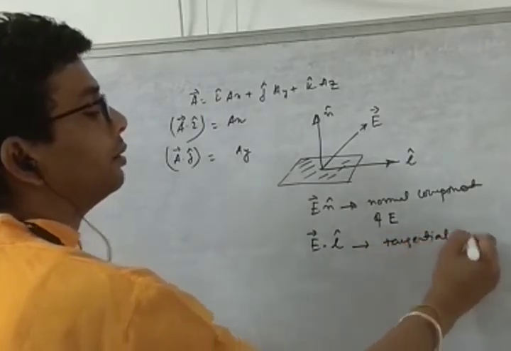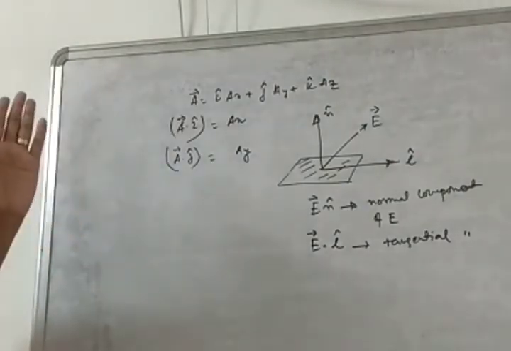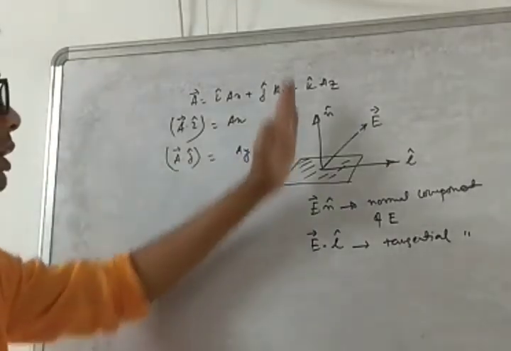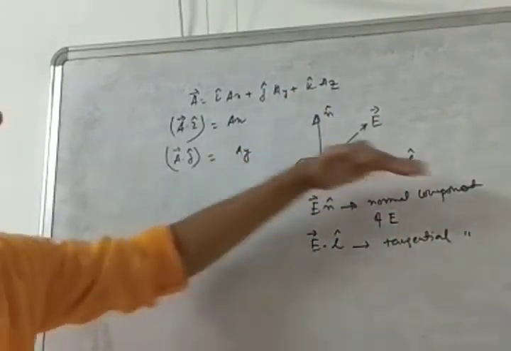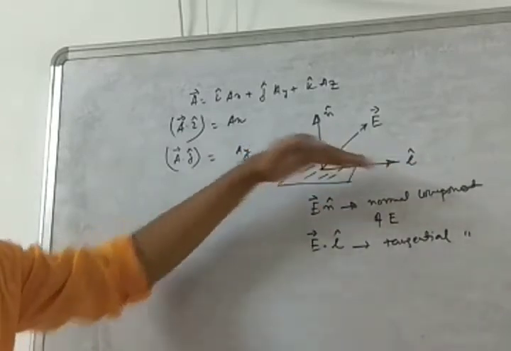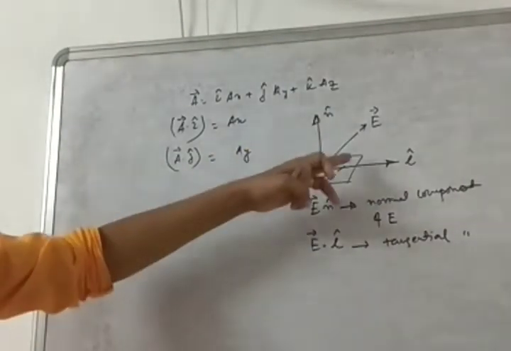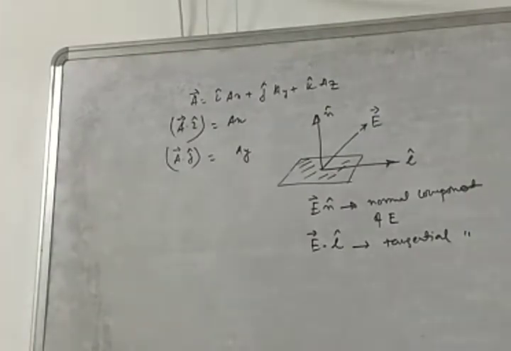Just like this, we perform a dot product with a unit vector, then we get the component of the vector along that direction. Now n is the normal direction, so if we perform a dot product of E with n hat, we get the normal component of E, and L is the tangential unit vector, tangential to the surface. That means L is aligned to the surface. So E dot L gives us the tangential component of E. These are the two basic things which we have to understand before solving today's problem. Okay, I think you all understand.